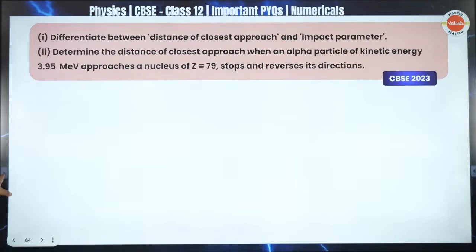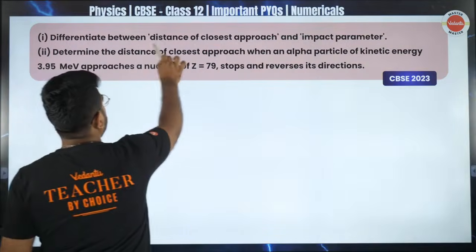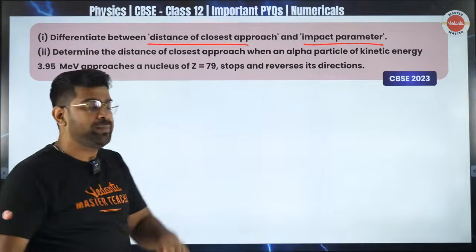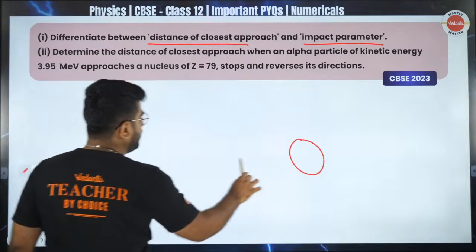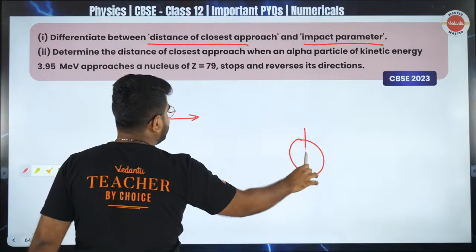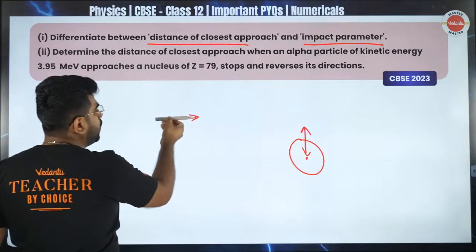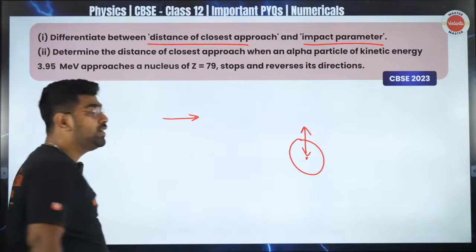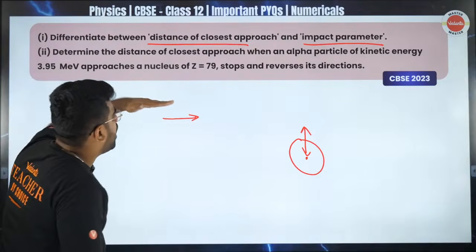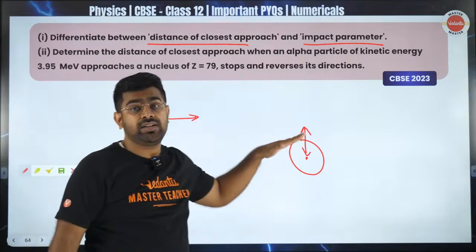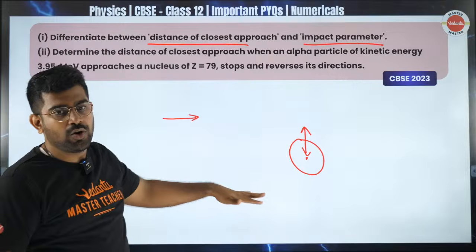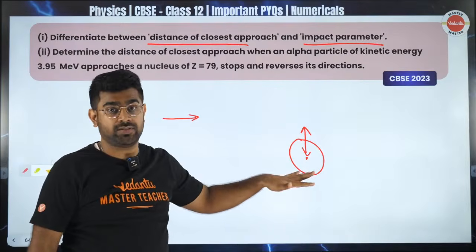Differentiate between closest approach and impact parameter. Take the impact parameter in the Rutherford experiment. In the Rutherford experiment, the alpha particle trajectory has a distance from the center of the nucleus. What is the distance of the trajectory? That's called impact parameter. Impact parameter is the distance of our trajectory from the nucleus of our atom. Okay, that is called impact parameter.